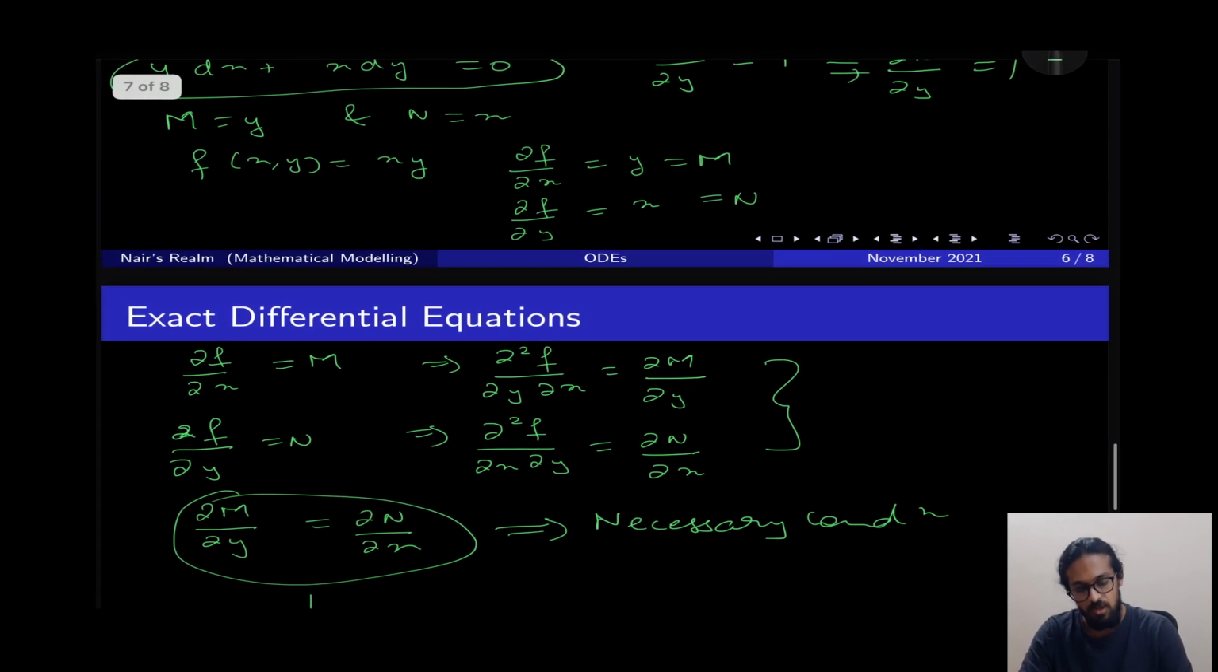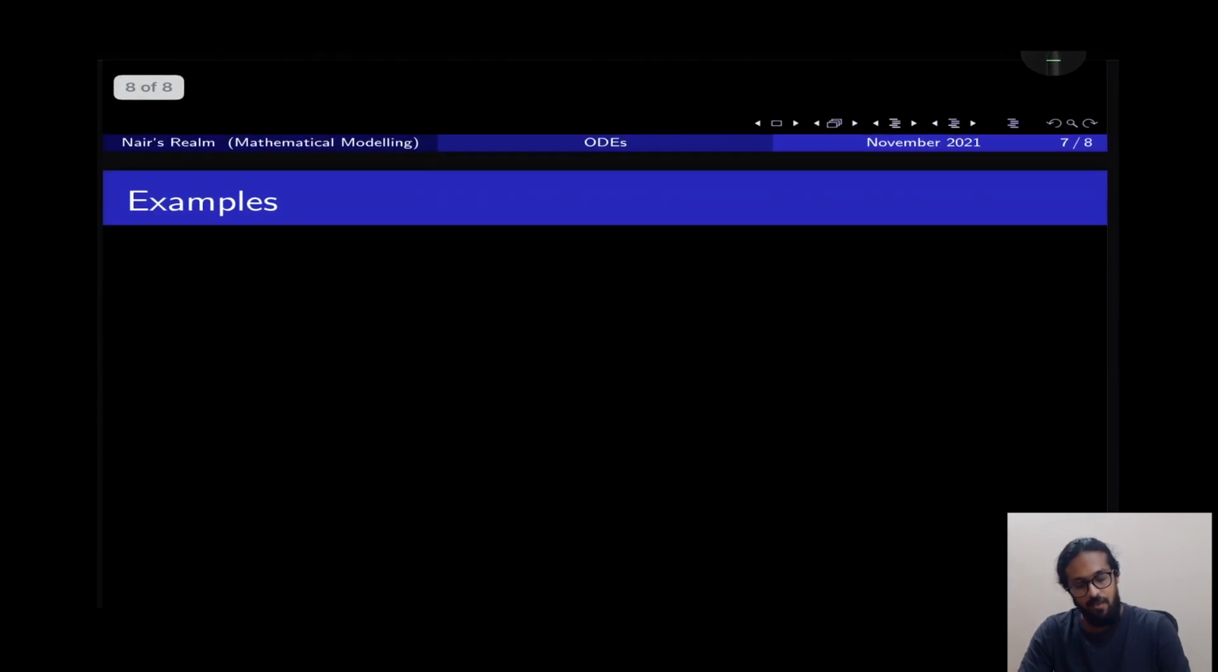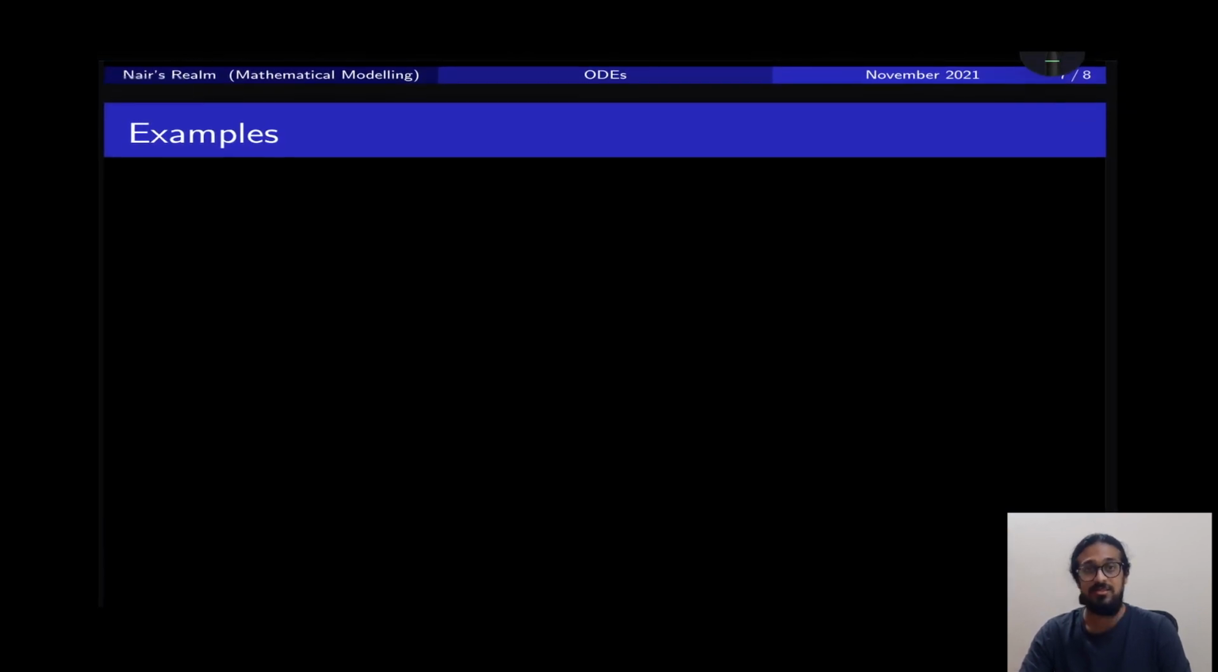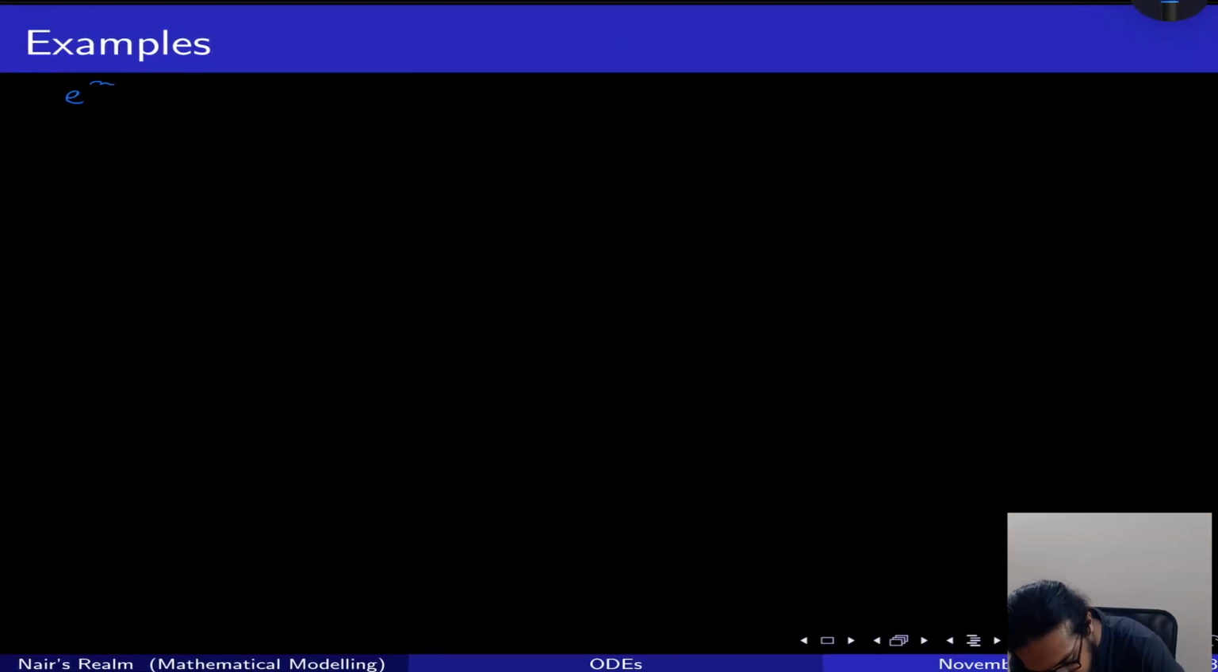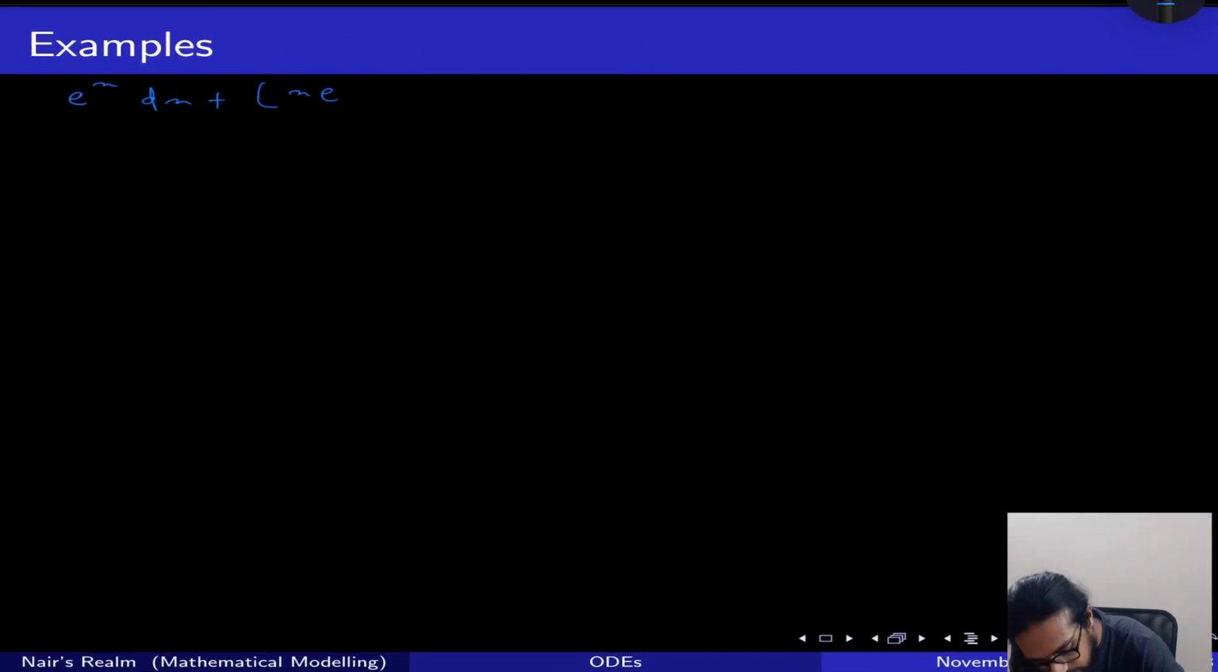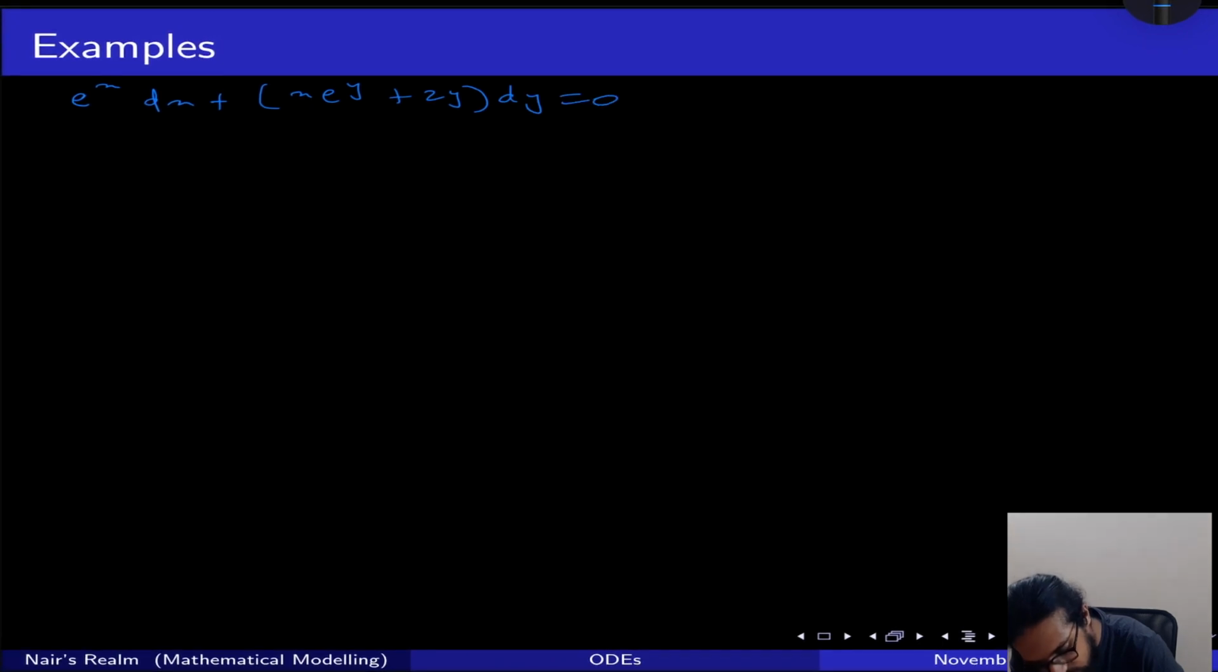So now let's actually take an example and see how, if we have an exact differential equation, you can solve it. Let's say we have to solve the differential equation e^y dx plus (x e^y + 2y) dy is equal to 0.